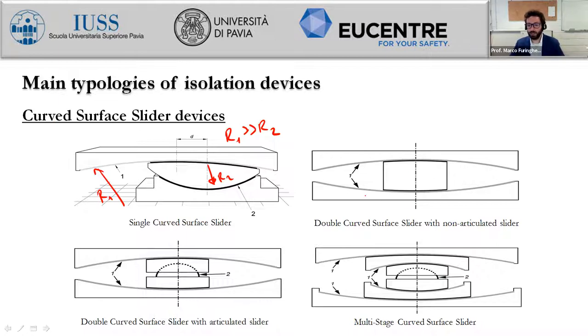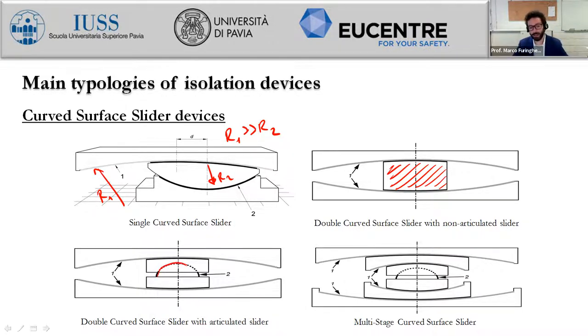Then the second typology is the double curved surface slider with non-articulated slider. You see that there are two sliding surfaces. They are named here one, so this means that they have exactly the same radius of curvature, but they could also have different radii of curvature, with also a non-articulated slider. Non-articulated means that this is just a unique steel block, okay? And it is different from this one, which is the double concave or curved surface slider device with the articulated slider.